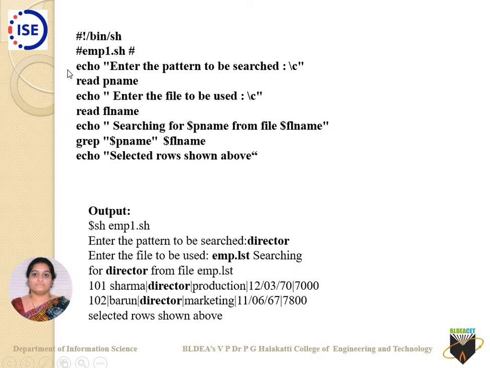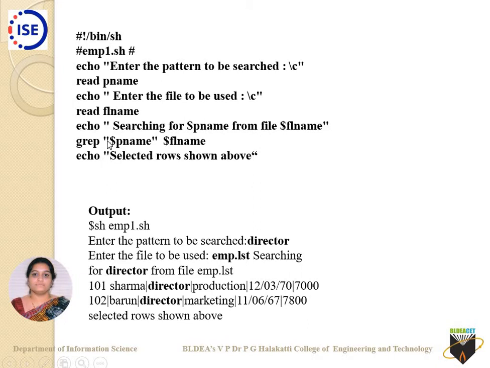Whatever you are entering here, as I said in my prior class, is interpreted by the shell at the shell prompt, which will execute all of these commands. Including, searching for $p name from which file? From the file $fl name. This variable is holding the file name, and that variable is holding the pattern name. This pattern has to be searched from this particular file. How do you search that pattern from a file? What command are you using? We are using the command grep.